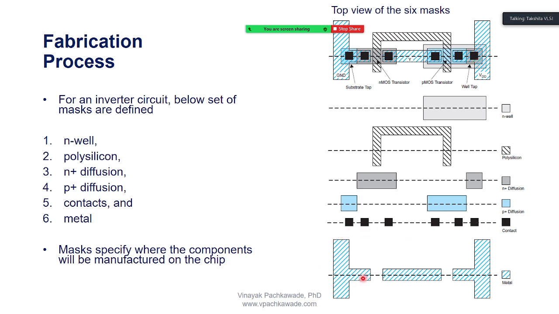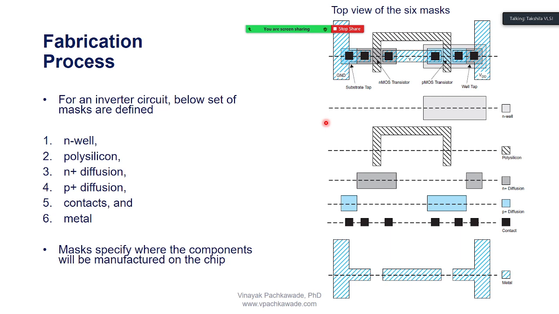And the final mask is about the metal, right? So where I want the metal, because I know that the body of the NMOS and the source are connected together, and finally they are tied to ground. Similarly, the body of the PMOS, which is the N well, and its drain are connected together, and together they are going to VDD. This is how the inverter looks. And in between, the source or drain of one and the source or drain of the other are tied together to form the output connection Y, and the poly are connected together to form the gate.